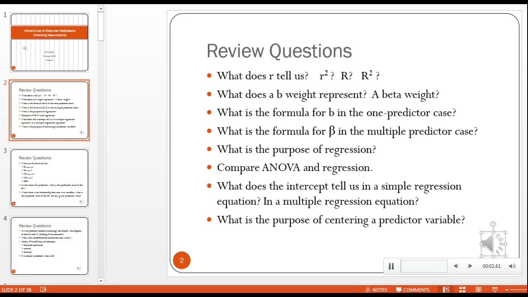Before we add new content to our knowledge base, let's first go over what we've learned in the previous couple of weeks. So the first question is pretty basic. We want to know what these R's mean. So we have the small r's and then we have the large R's. And the small r's give us an association between two variables, just in the bivariate case. So the little r tells us the strength of an association between an x and a y variable.